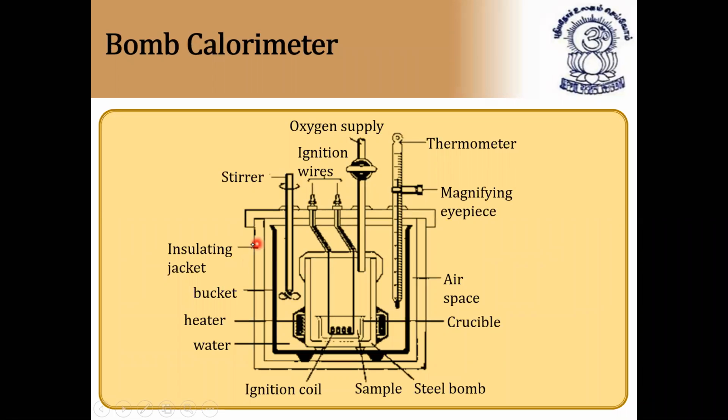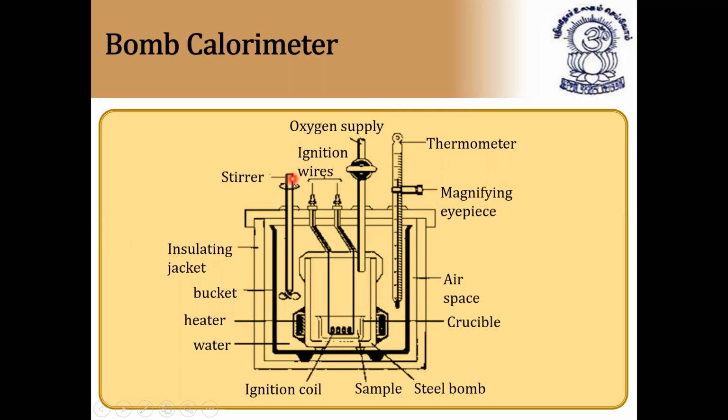This is called the bomb calorimeter. Here we will supply oxygen. There will be a stirrer, an insulating jacket, bucket, heater, water, and ignition coil, because by this heat is generated. The steel bomb holds the sample, the mixture which we are going to burn. The crucible is the container, then the airspace, and here you keep the thermometer and magnifying eyepiece. By the change in temperature we can find delta U. Delta U means change in heat at constant volume.